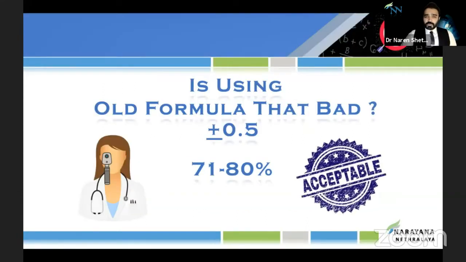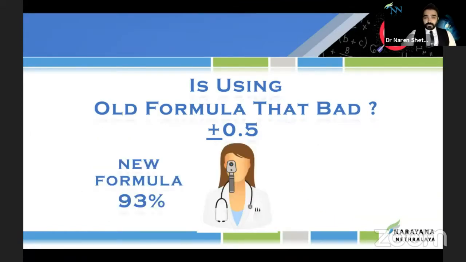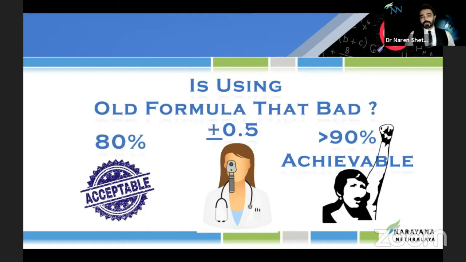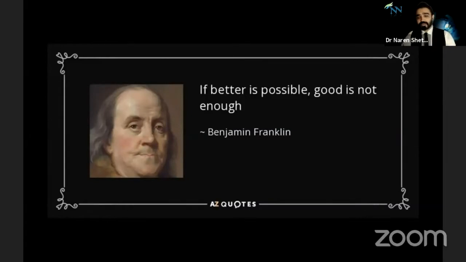When we use the older IOL formulas, in terms of achieving plus or minus 0.5, the percentage is about 71 to 80%, which is kind of acceptable. But when we use the newer formulas, we can achieve plus or minus 0.5, 93% of the time. Whenever it's easily achievable, you should not settle for something that is just acceptable. Like Benjamin Franklin said, if better is possible, then good is not enough.